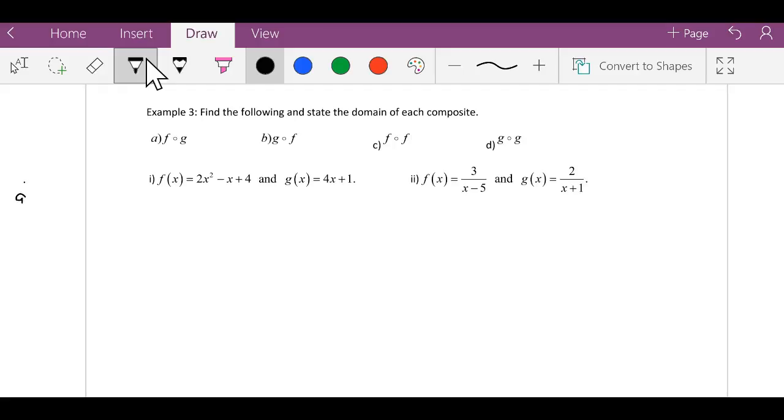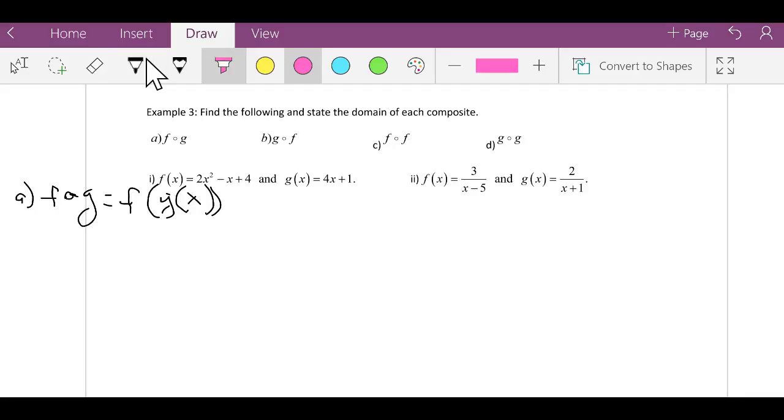Okay, so A, f composed with g. You're doing a composition, but this time it's not a constant value. This time you're composing two functions together. So what you're doing by definition is f of g, but the input for g is x. So this is really f of g of x. Well, you know what the g equation is. The g equation is just simply this, okay?